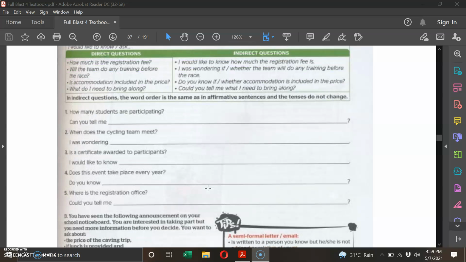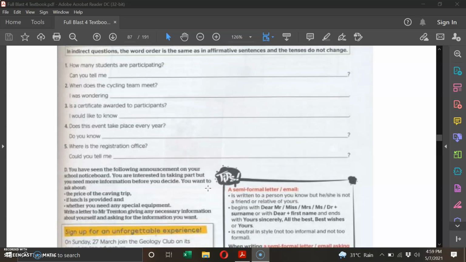And lastly, where is the registration office? Di manakah pejabat pendaftaran? Okay, the indirect question would be, could you tell me where the registration office is? So you just modify the words in the direct question to construct indirect questions. Okay, now here comes the writing part.